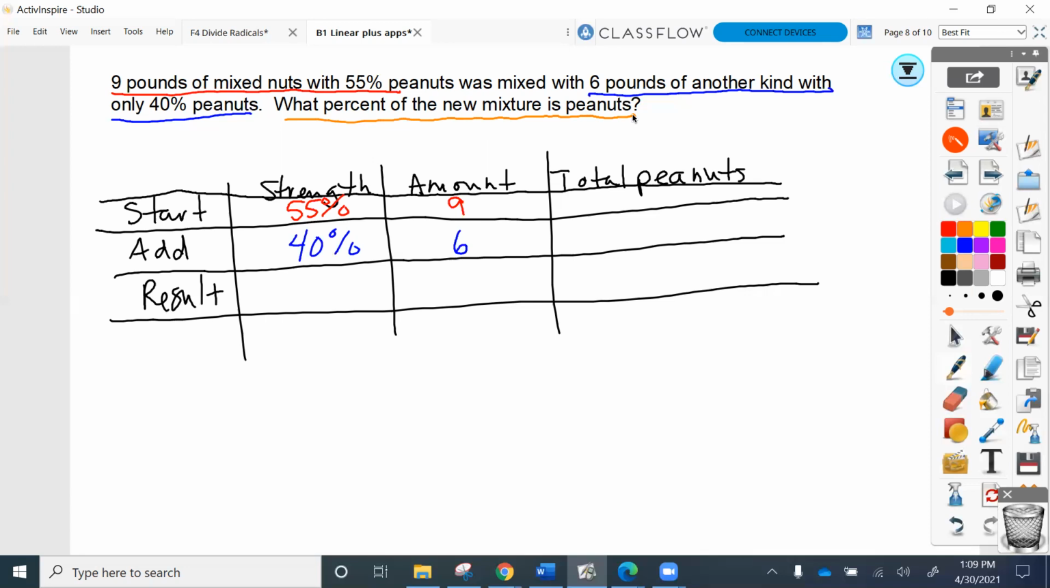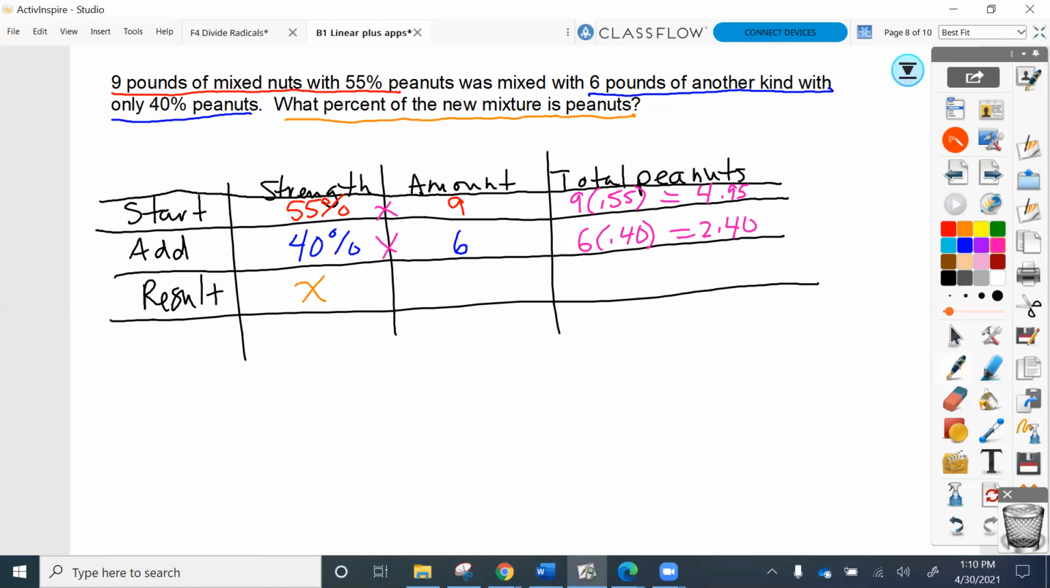So again, in this problem, we don't know what the mixture is. But remember, you're going to multiply straight across. So here we'll get 9 times 0.55. And here we'll get 6 times 0.40, which is equal to 4.95. And this is equal to 2.40. Okay, because we're multiplying straight across.